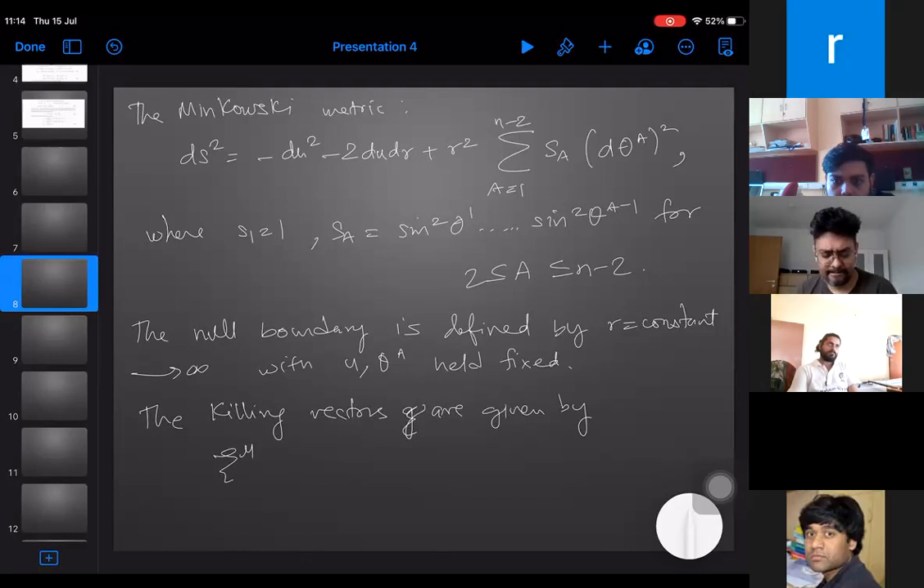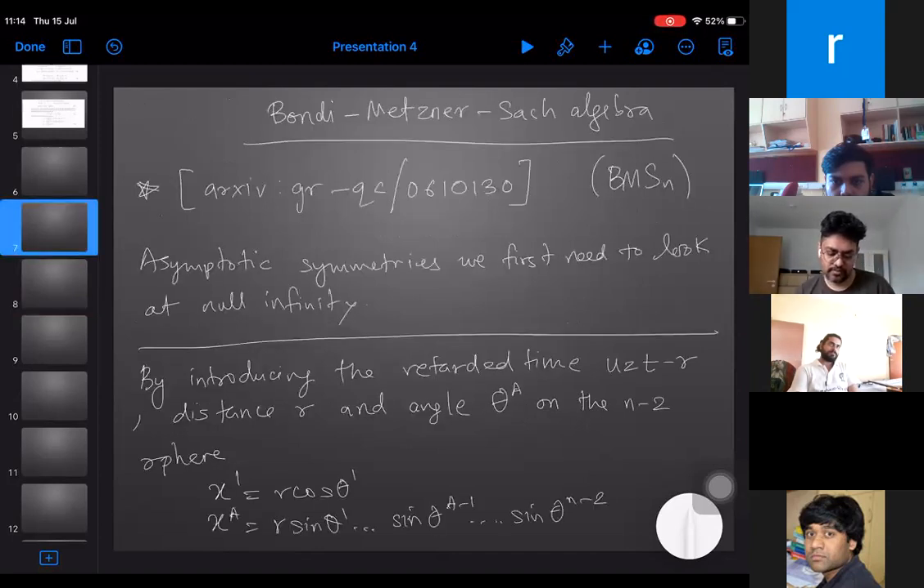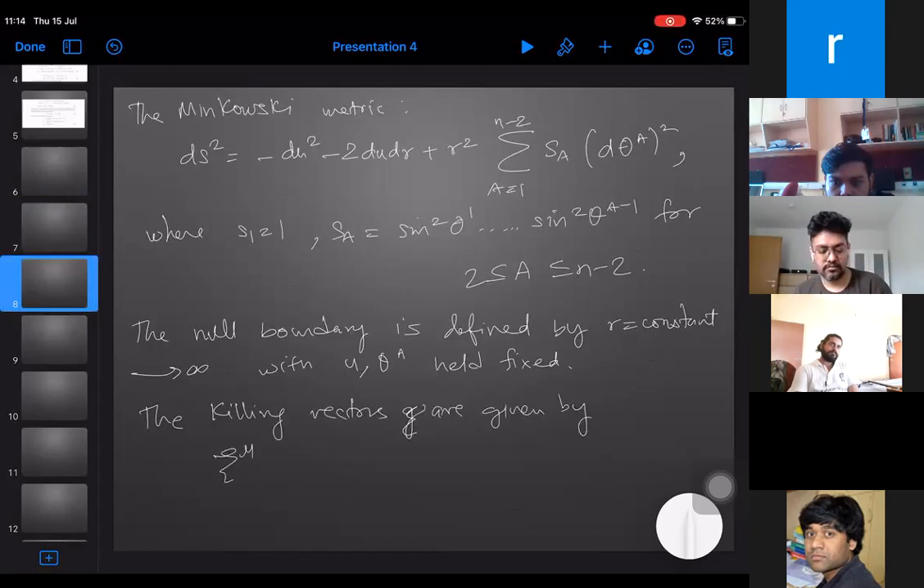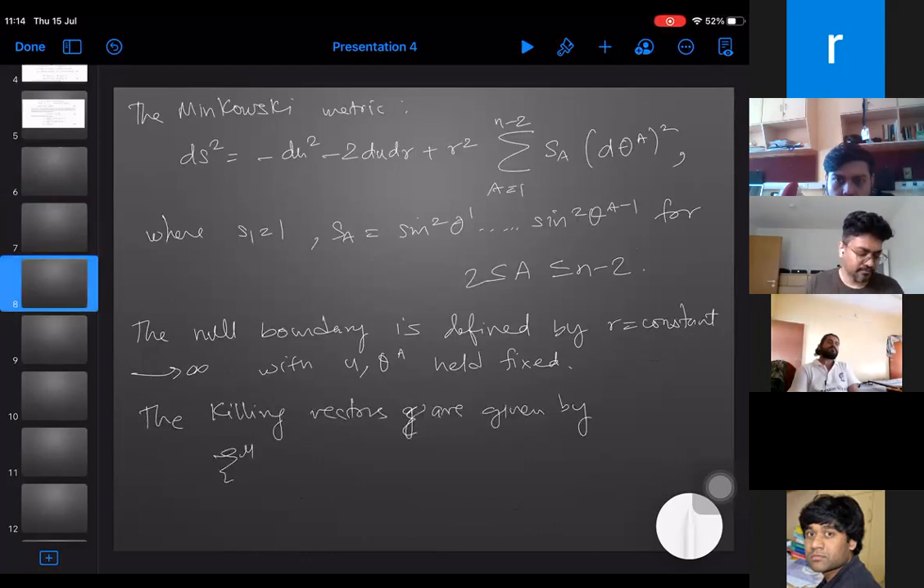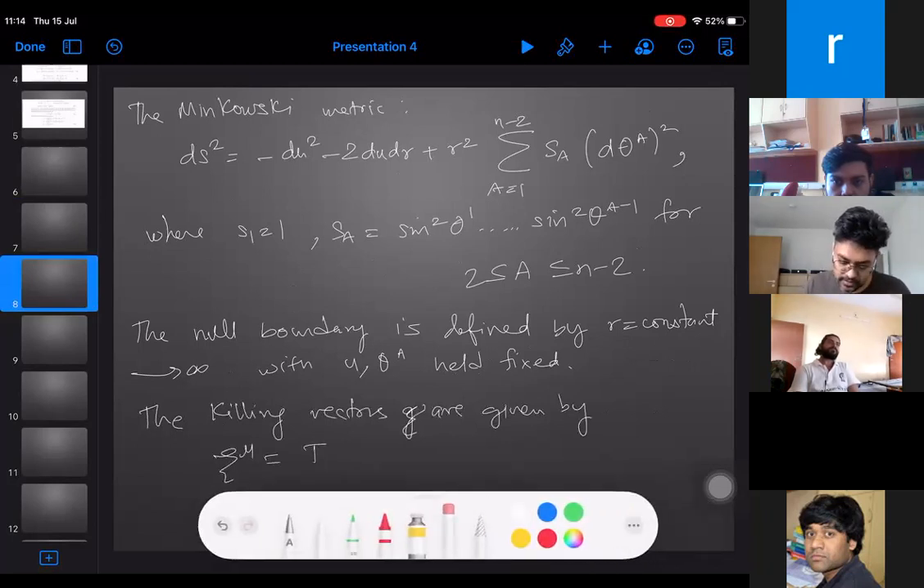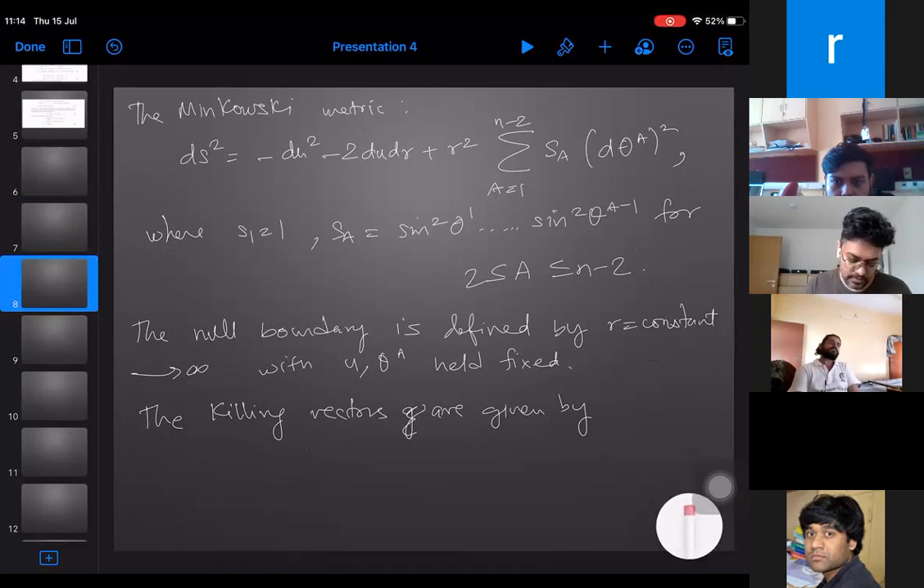In your metric, is there no term proportional to dr squared? No, here you don't have any dr squared. That is involved in your u, right? u is t minus r. Oh, I see. Okay. Let me do this on the other page actually. This is better to do.